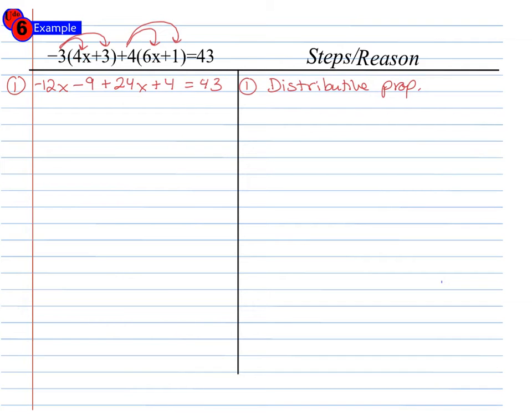Okay, next step is I'm going to combine my like terms. So my like terms are the -12x and the positive 24x, and the -9 and the positive 4. So if I combine the -12 and the 24, I'm going to get positive 12x. And if I combine the -9 and the 4, I'm going to get -5. And it's still going to equal 43. And what I did there was I combined like terms.